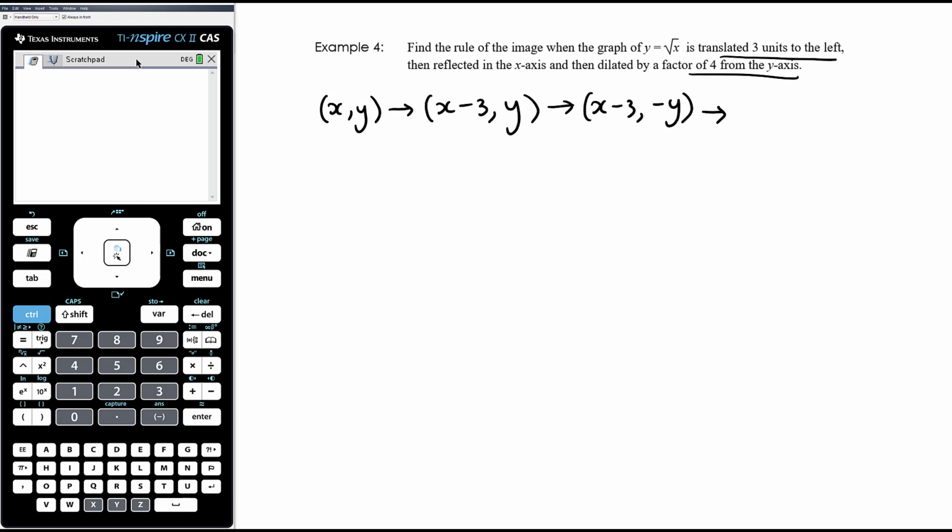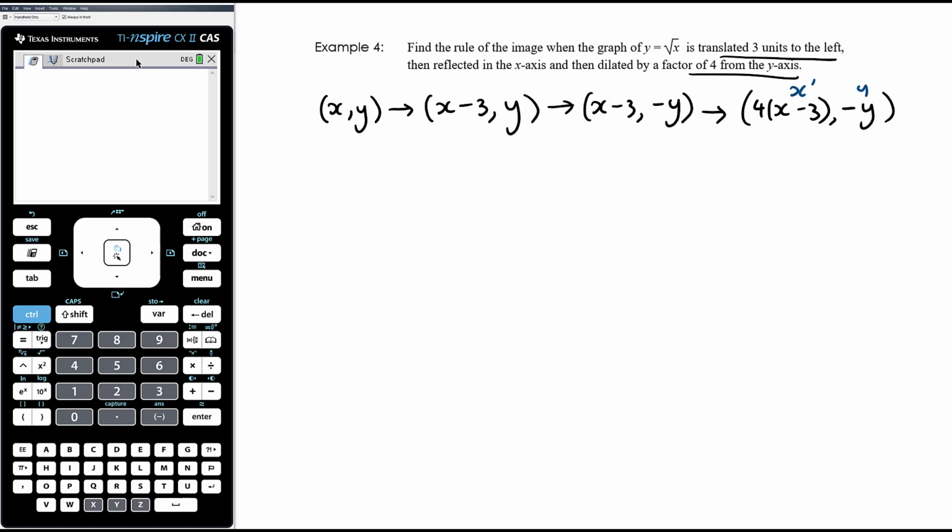So 4 from the y-axis, we're multiplying the x coordinates by 4. We're stretching out this way times 4. It's the x coordinates that are being multiplied by 4. And so we're taking this whole existing x coordinate and multiplying that by 4. Okay. You can expand that out if you want. You can do that later if you need.